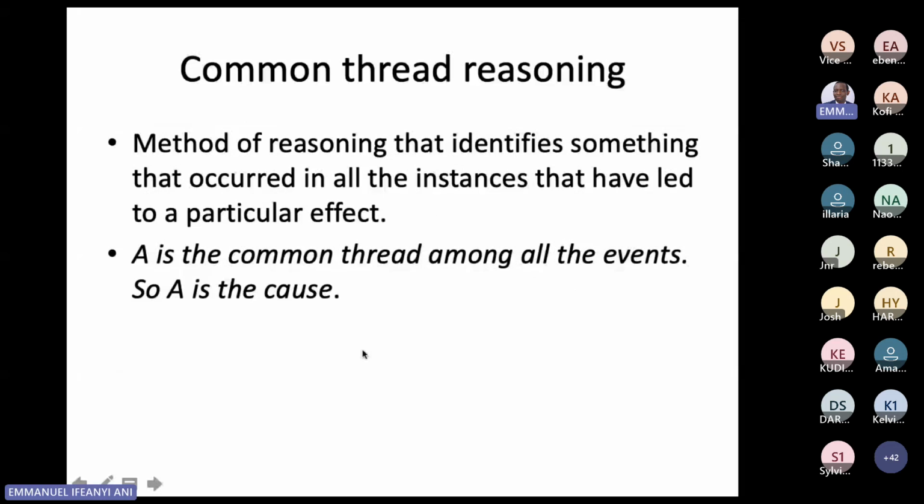Now let's look at the next one, common thread reasoning. Common thread. Now this is a method of reasoning that identifies something that occurred in all the instances that have led to a particular effect. So, for example, A is a common thread among all the events. So, A is the cause.